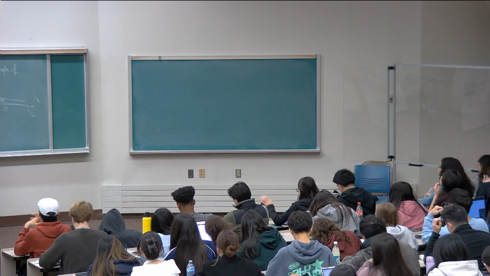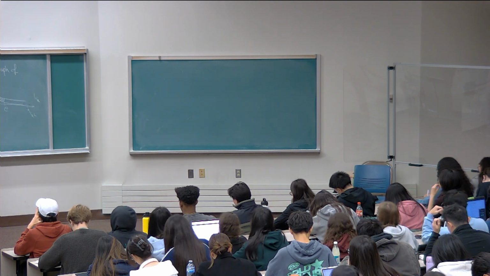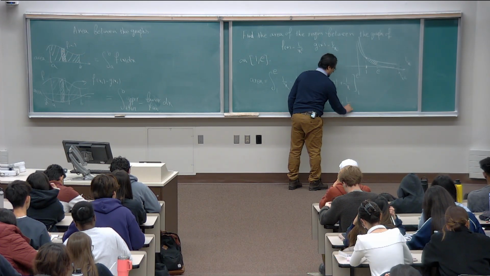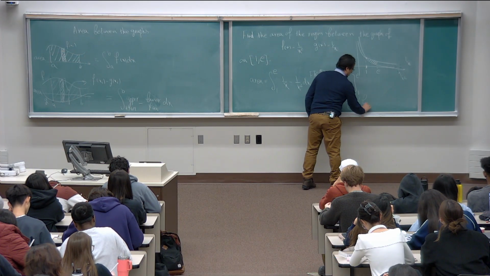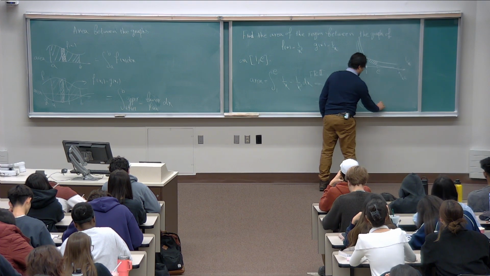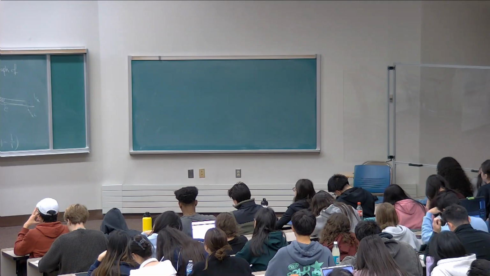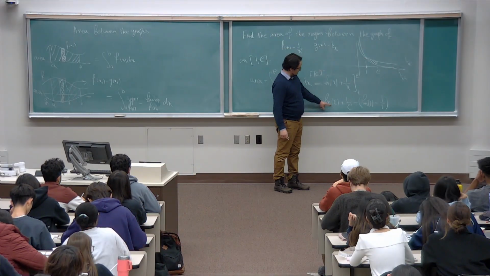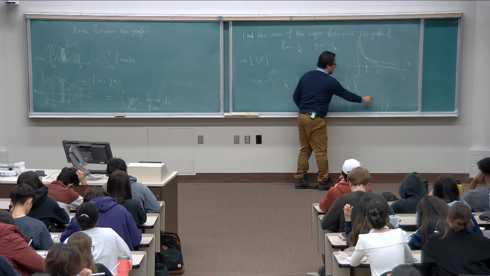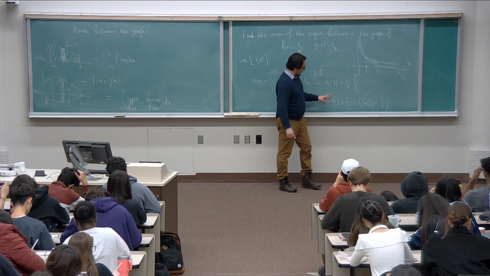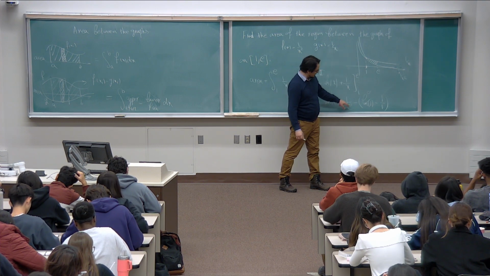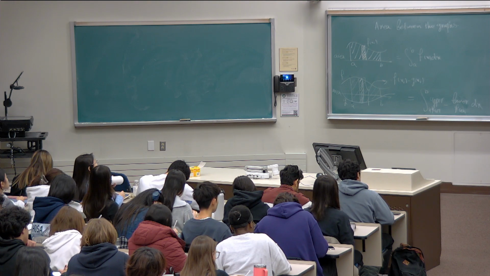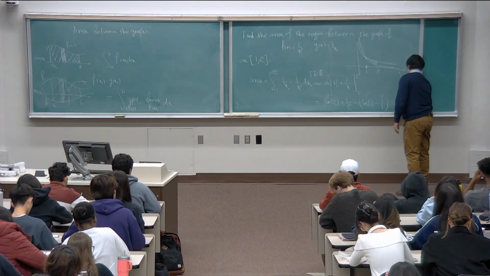Then let's just plug in the values: ln e plus 1 over e, minus ln 1 minus 1 over 1. ln e is 1, and ln 1 is 0. So I have 1 plus 1 over e, minus minus, so that would be 2 plus 1 over e.